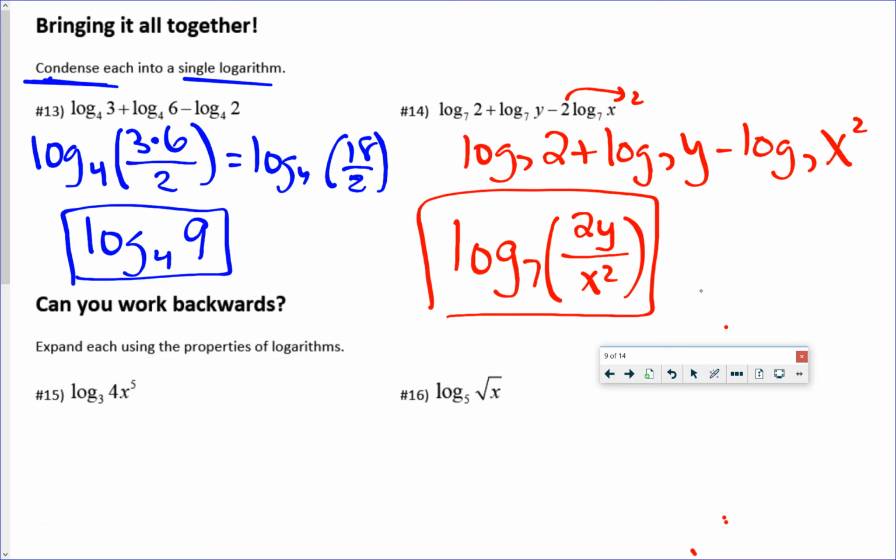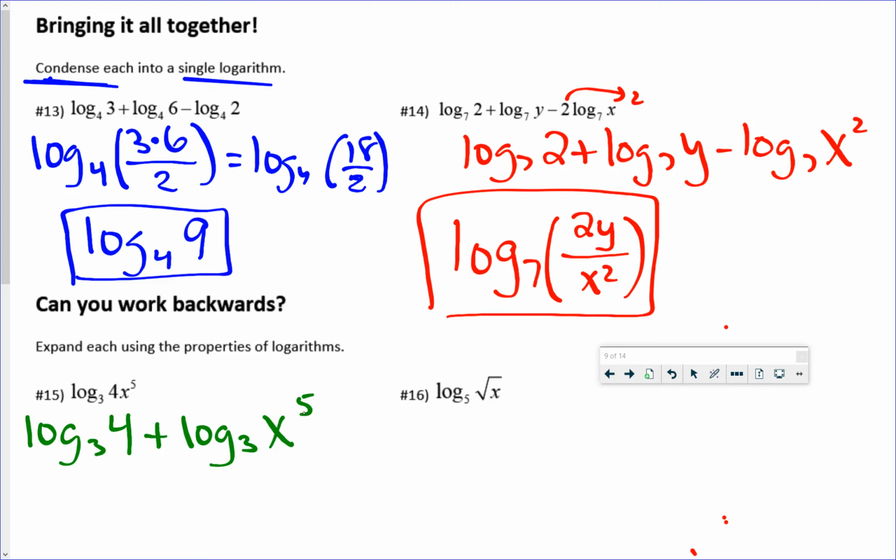15 and 16, we are expanding. So I need to see the plus. I need to see the minus. I need to see my power out front. That's the expansion, okay? Log 3 of 4x to the 5th. How can I separate 4 and x to the 5th? I'm going to add them, right? Aren't 4 and x to the 5th being multiplied together? So to pull them apart, they each get their own log now with the adding in between them.